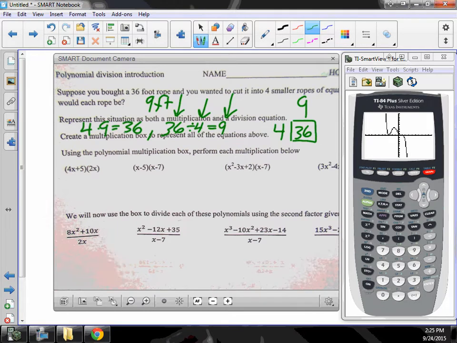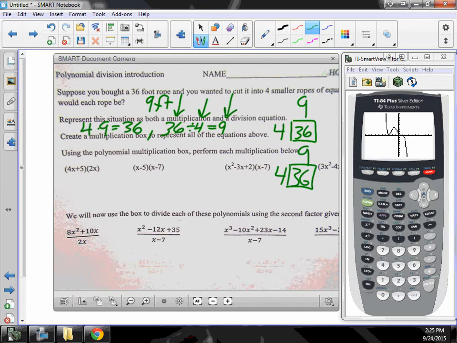what if we wanted to represent this as a division problem? So if I told you, we're going to cut the 36-foot rope into 4 pieces, can I figure out the other side? Yeah, I just use division. 36 divided by 4 is 9. Okay? Now I know that was super easy. Relax. It's going to get harder.